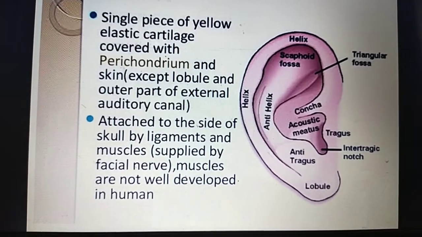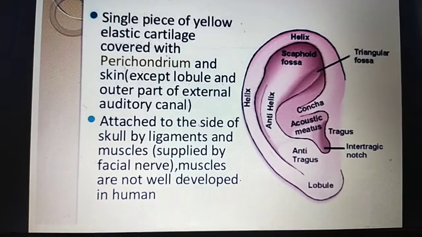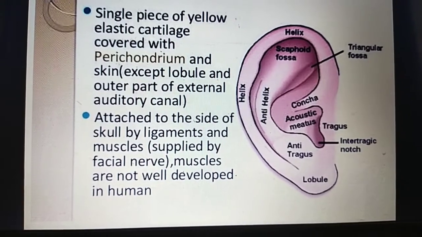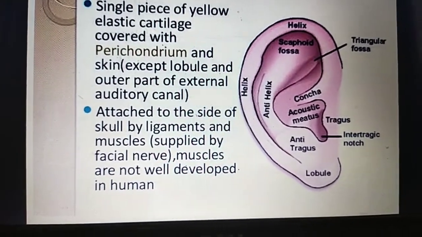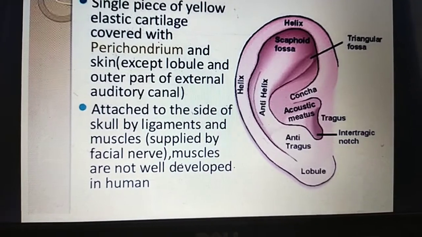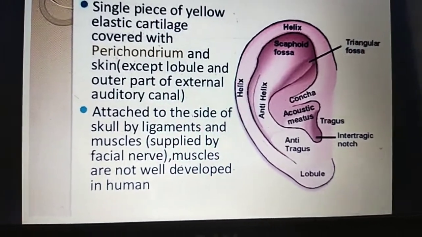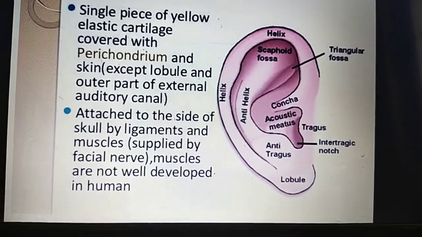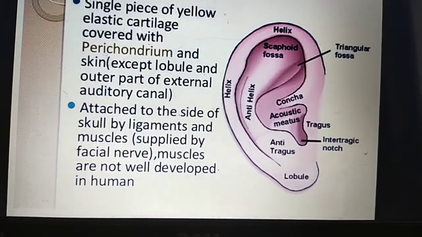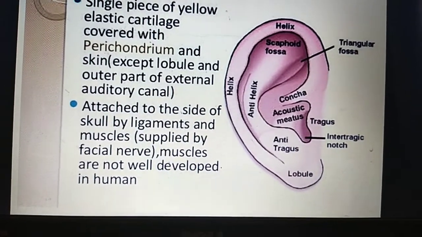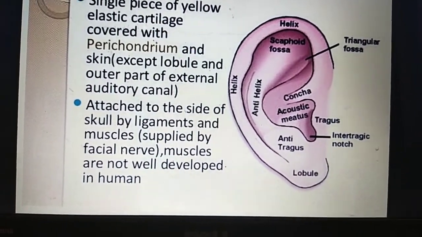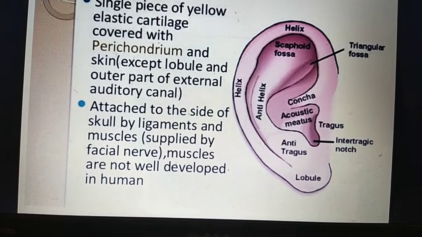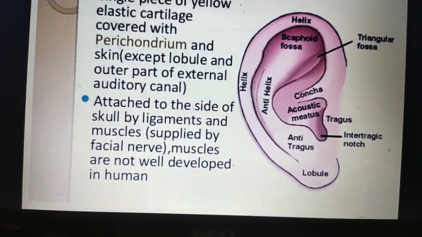Except the lobule and outer part of the external auditory canal, it is attached to the side of the skull by ligaments and muscles, and the muscles are not well developed in human beings. You can see here in animals the ears are very big, and they make ear movements.